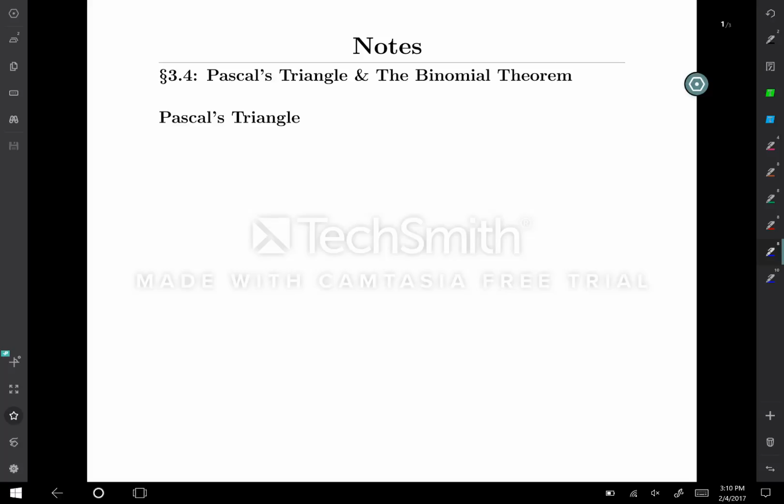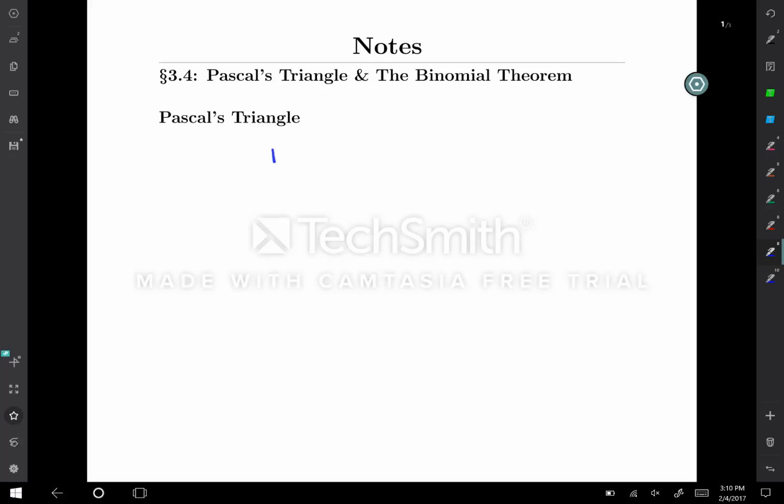Welcome. In this mini lecture, we're going to cover the key ideas from section 3.4. Those are Pascal's triangle and the binomial theorem. So let's begin with Pascal's triangle. Pascal's triangle is a way that we can figure out coefficients of a binomial.